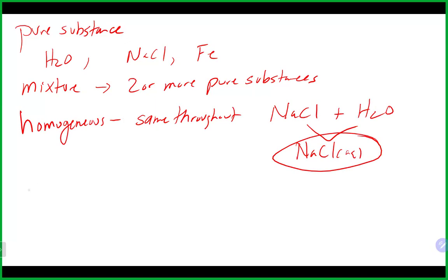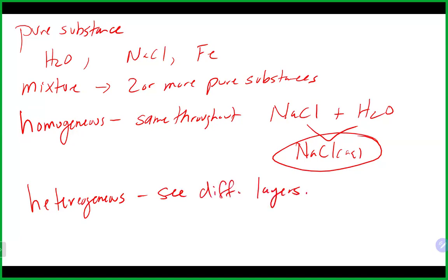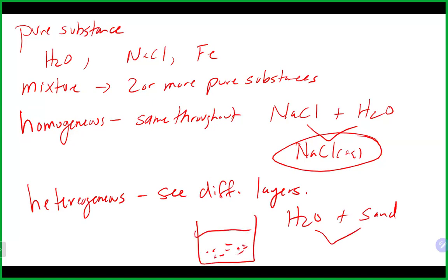In a heterogeneous mixture, we see different layers, or phases. And so, for example, if you took water, which is a pure substance, and you added sand, which is also a pure substance, you basically will get some sandy water, right? And you can mix that mixture as much as you want. The sand will never dissolve in the water. You will always see it. And that is an example, obviously, of a heterogeneous mixture.